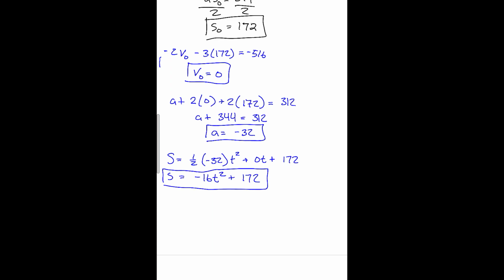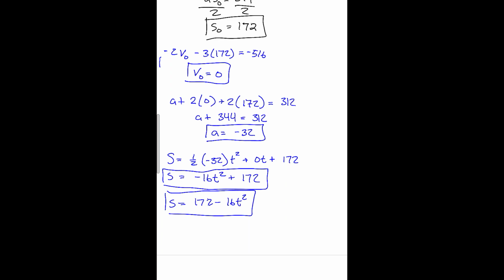Now the problem actually has it written backwards. They have it 172 minus 16t squared. Either version would work.